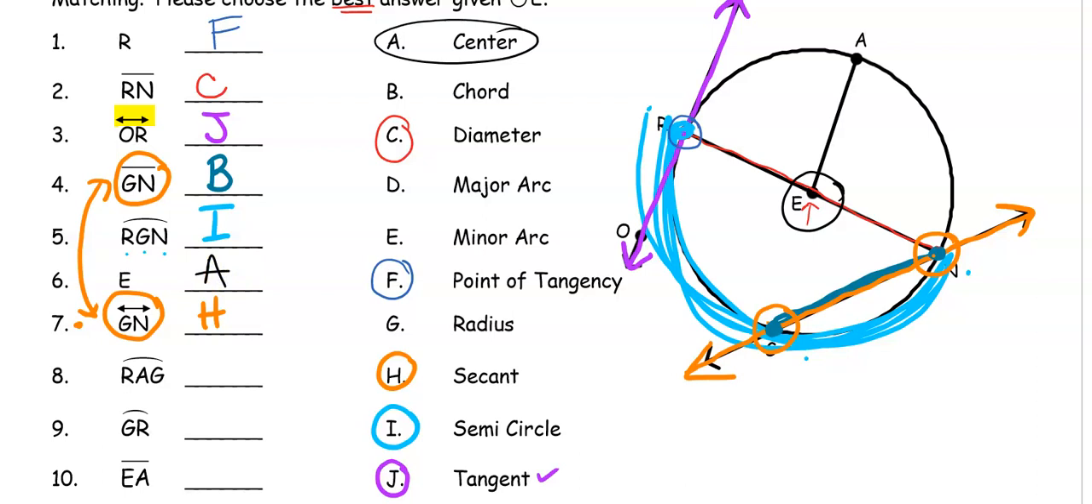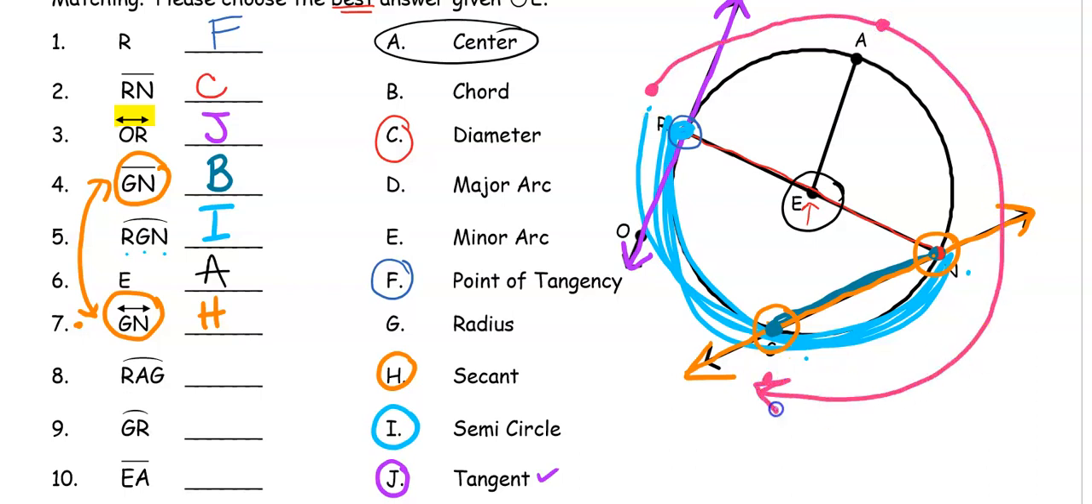Going on to number 8. Now we have arc RAG. I start at R and then I go to A and then I've got to go all the way over here to G. So if I'm going here, my arc all the way around, starting here, ending here, we have an arc. I notice the arc symbol above my letters. So as I go through, major versus minor. Remember, major is big, minor is small. So minor is less than half my circle, major is more. So if I'm looking at my arc, it's more than half my circle. So this is going to be a major arc.